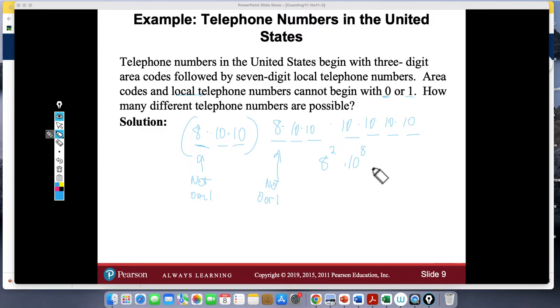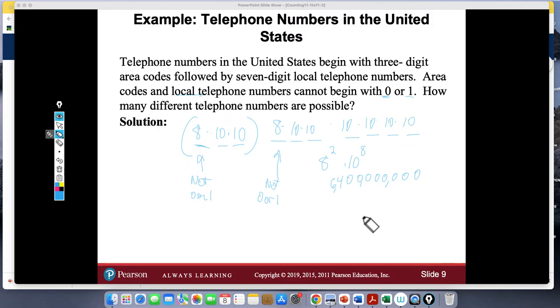Now, 10 to a power is real easy to calculate, because that means we've got 8 zeros on the end, right? 8 squared is 64, and then 10 to the 8th means we have 8 zeros. 4, 5, 6, 7, 8. Come back 3, come back 3, come back. So that's 6,400,000,000 phone numbers that we can make. Sounds like a lot, right?